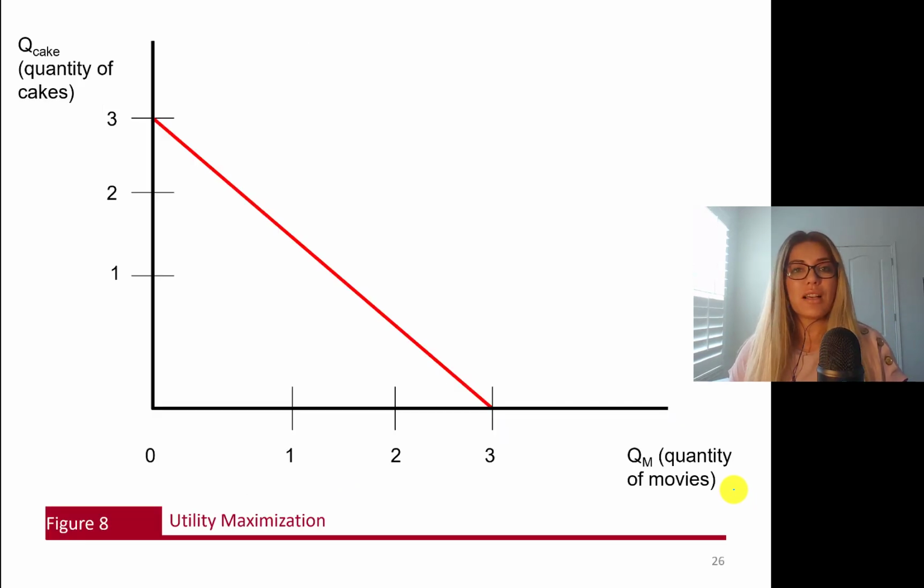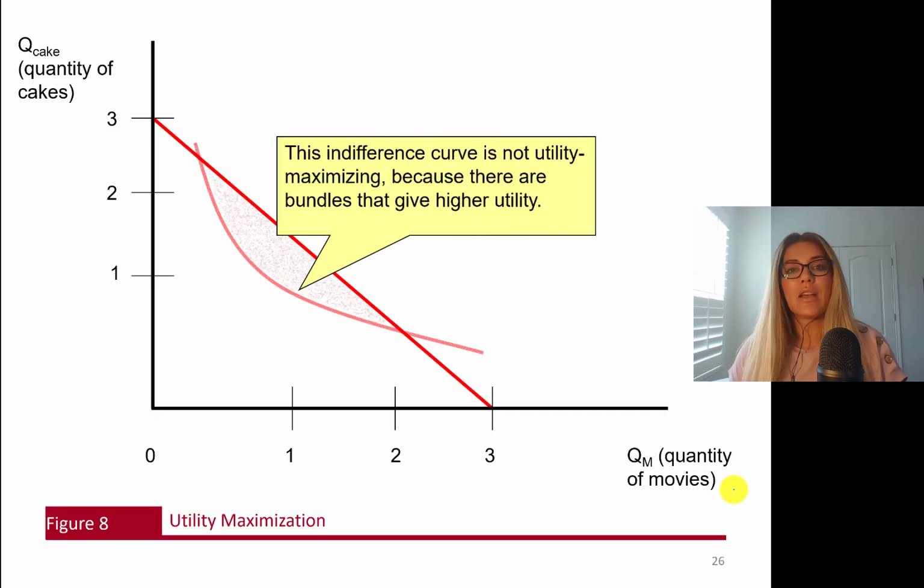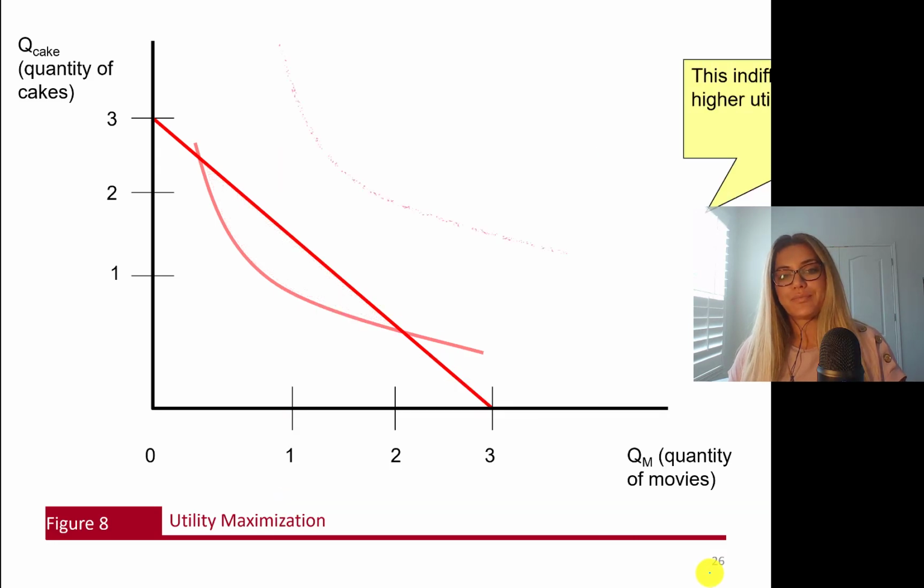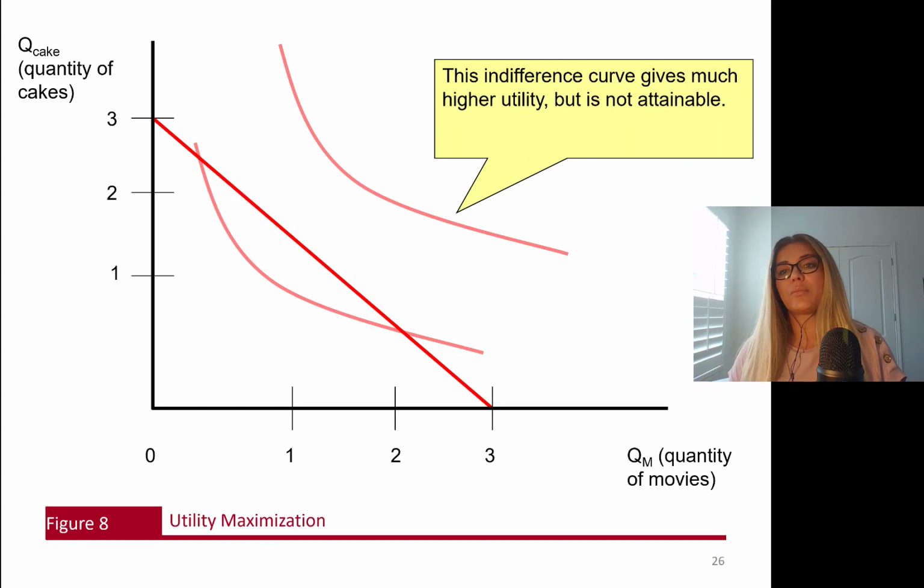So you have this budget line we derived in previous parts. This indifference curve is not utility maximizing because there are bundles that give higher utility. Yes, sure, this person can choose this indifference curve, but you have actually not utilized all your resources. This indifference curve gives much higher utility. We love it, but it's unattainable. Why? Because you need to be on this, you need to be on this budget constraint at least.